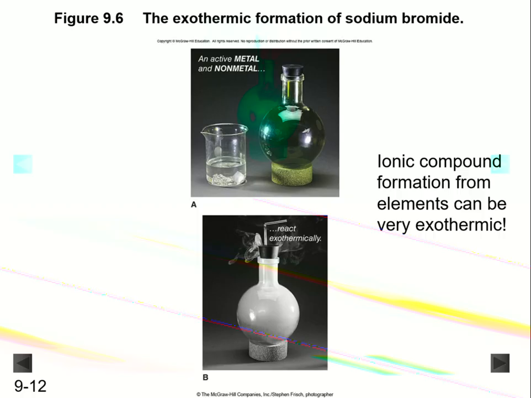If you take a chunk of metal out of the oil and drop it into the round flask next to it, the round flask contains bromine. Bromine is a liquid at room temperature, but it has a very low boiling point, and so there's a lot of bromine vapor above that. So you can see the brown color is the bromine, Br2 gas, in equilibrium with the liquid. And if you drop that sodium metal in there, you get a lot of heat and a lot of light. The ionic compound formation from elements can be very exothermic. In fact, some of the most exothermic reactions we know of are metal plus nonmetal to form ionic compound.